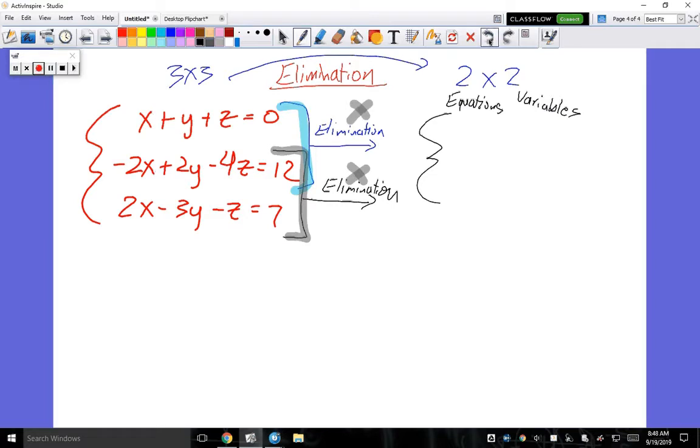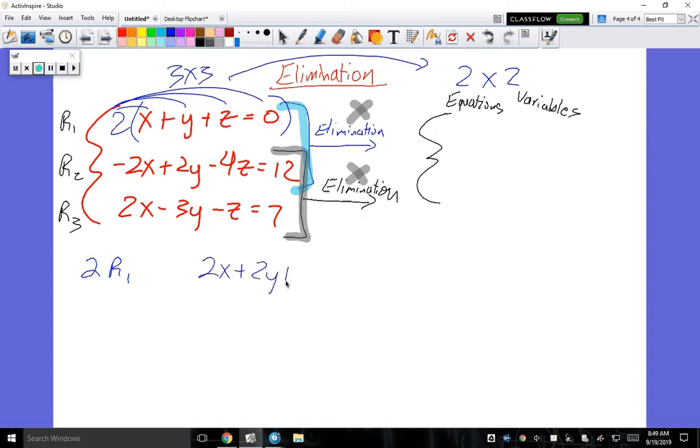I want you to treat this top equation as R1. It means row 1. I want you to treat the second one as R2 and this third one as R3. Okay? So listen. If I multiply the top, like you just said, by 2, it's saying 2R1. You with me? So 2R1 means I'm multiplying this top by 2 and I distribute. I would get 2x plus 2y plus 2z is equal to 0.